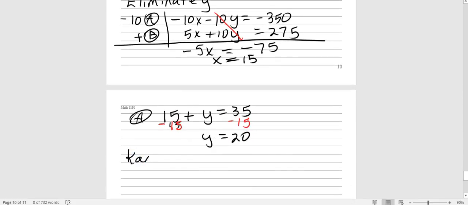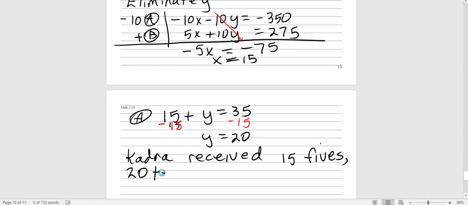So Kadra received 15 fives, or we could say $5 bills, but for short we say fives, 20 tens, and 5 20s. And that's the end of the problem.